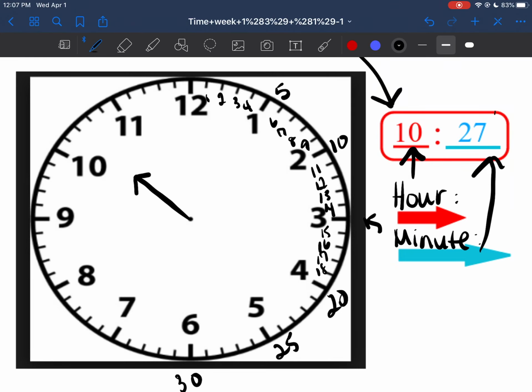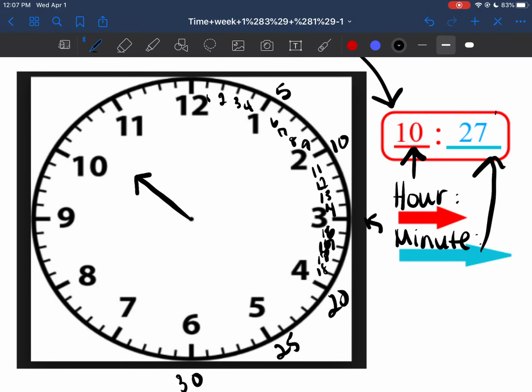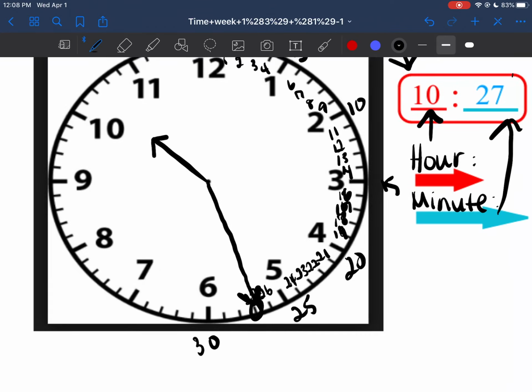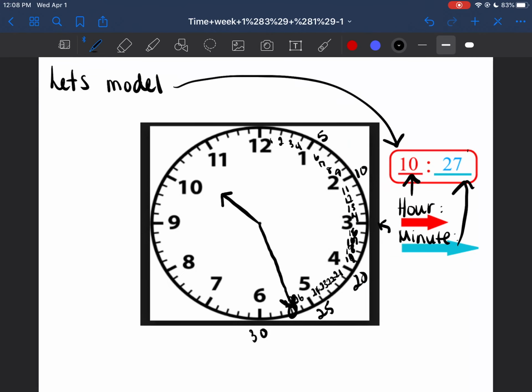Oops, that's 15, 16, 17, 18, 19, 20, 21, 22, 23, 24, 25, 26, 27. I know that my 27th minute is right there. So I'm going to draw my minute hand, the long hand, down to touch that 27. I have now represented the time 10:27 on my clock.